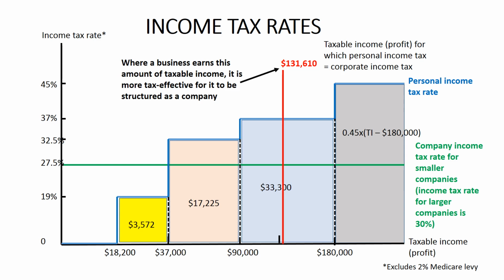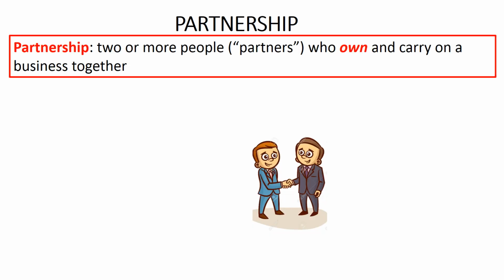$131,610. So you can see that a disadvantage of being a sole trader is that a sole trader pays more tax than a company where the profit is large. Conversely, a disadvantage of being a company is that a company pays more tax than a sole trader where the profit is small. This brings us to the second type of business, which is a partnership.